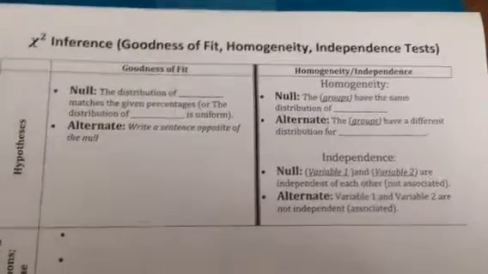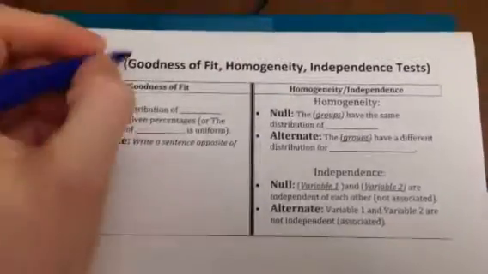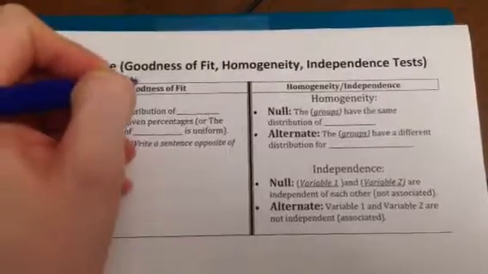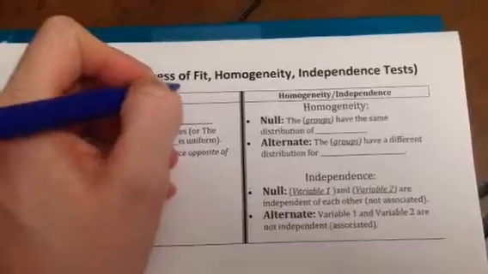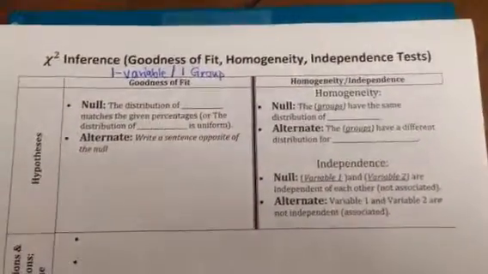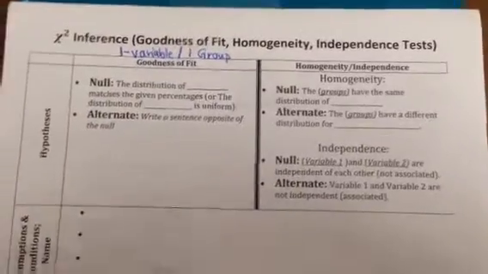You can take a moment and look over those, but we've been really focusing on the null, which is really what distinguishes the 3 tests. I want to write a quick reminder up at the top of the page here that the goodness of fit are the one variable and one group tests. The other 2, homogeneity and independence, are going to be those two-way tables.